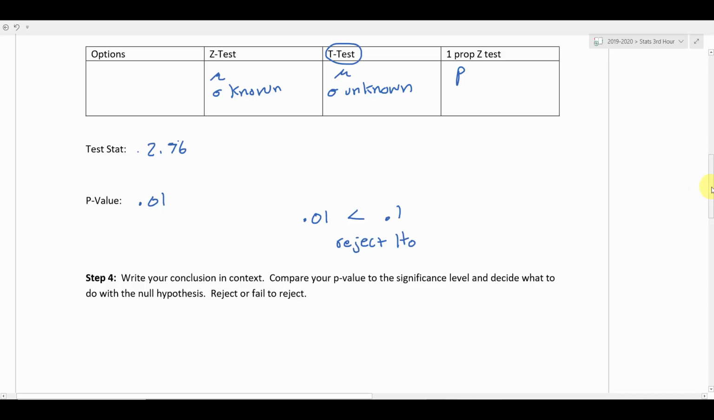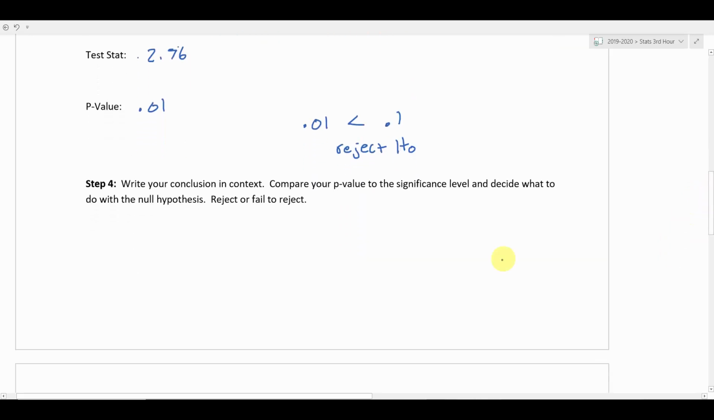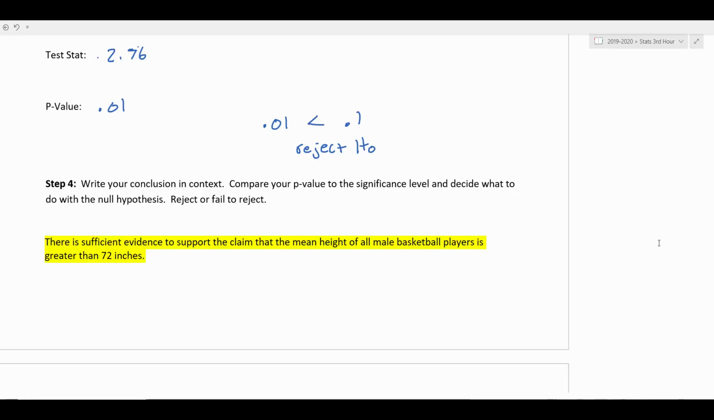All right, so now I'm going to write my conclusion in the context of the problem, right? I compared my p-value to the significance level right here, and I have decided to reject the null hypothesis. What does that mean in plain English? Let's write that out. All right, and there it is. I just typed it in. That way you don't have to watch me with my horrible handwriting with this tablet.